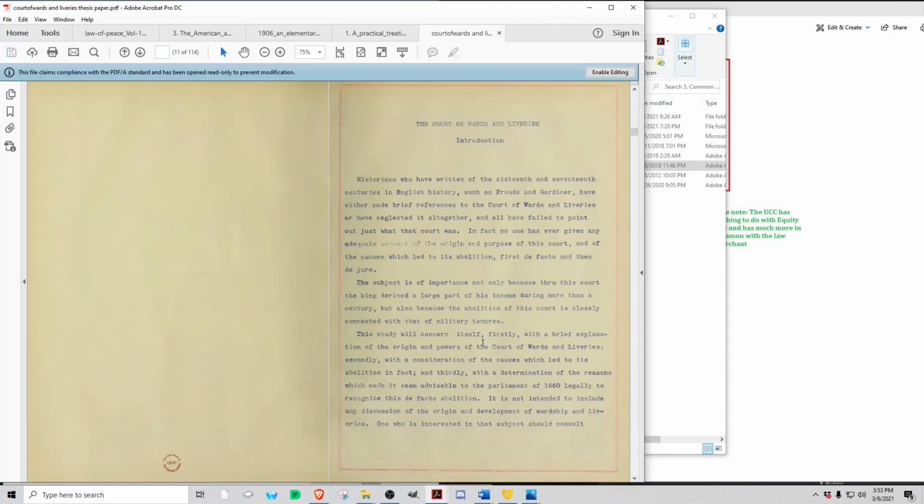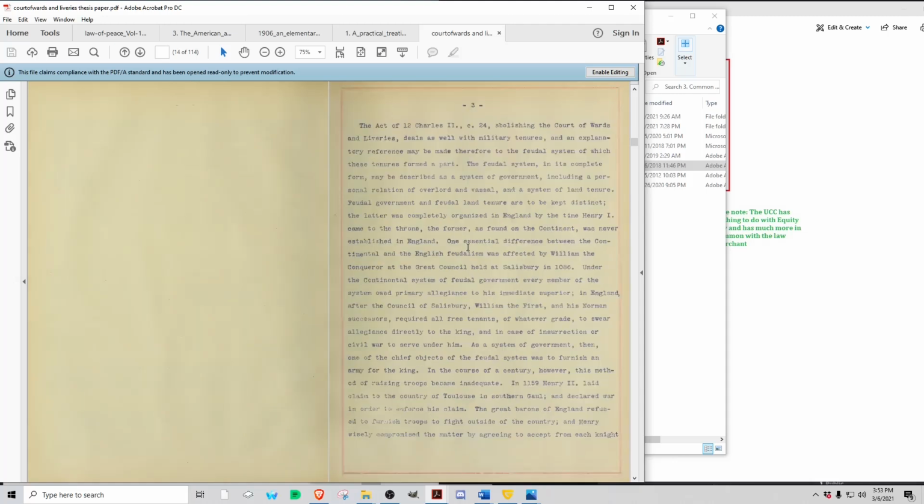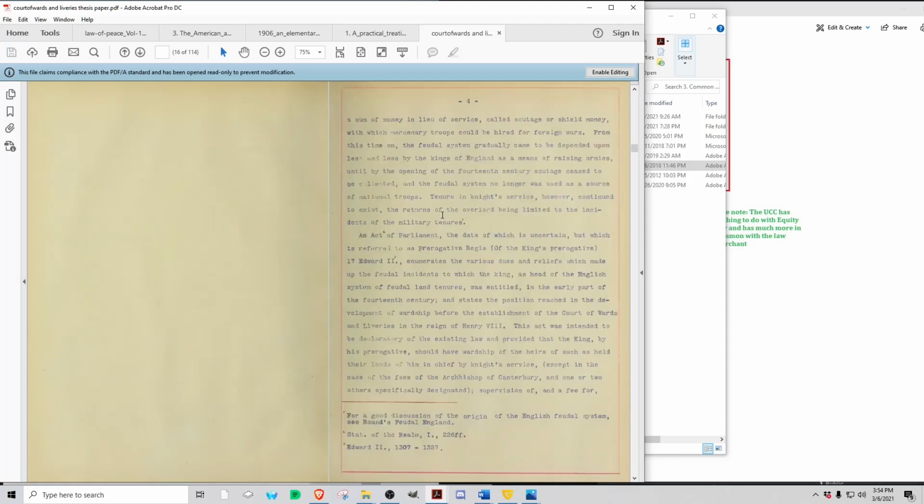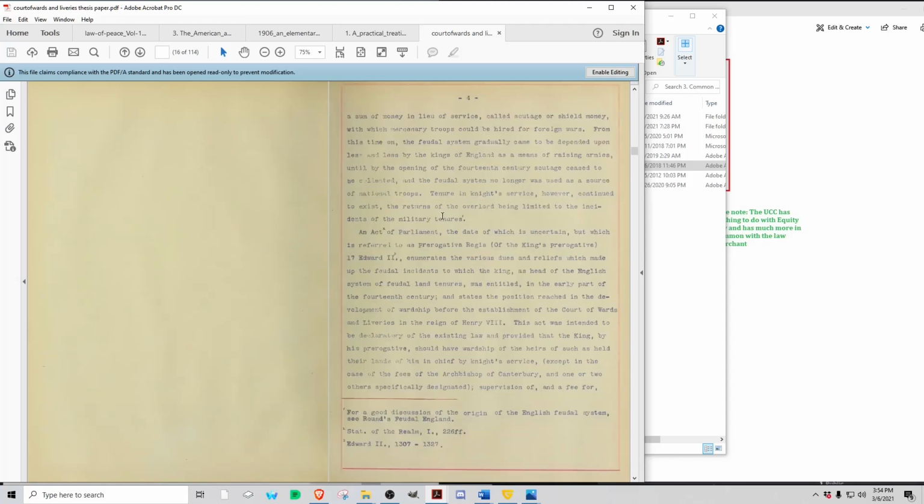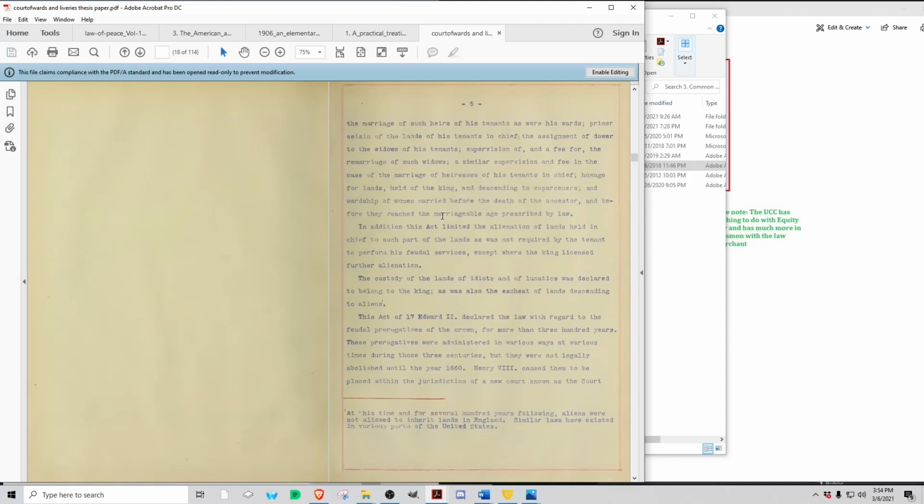It is not intended to include any discussion of the origin and development of wardship and liveries. Well, we've already covered that, and I'll get into the rest of it. So I'm not going to read this whole entire thing. It's 114 pages, clearly. But what I just wanted to bring up is that this is an interesting document that everybody should read, because you'll get an understanding of what was going on here.